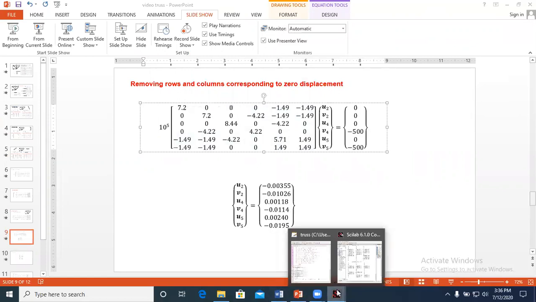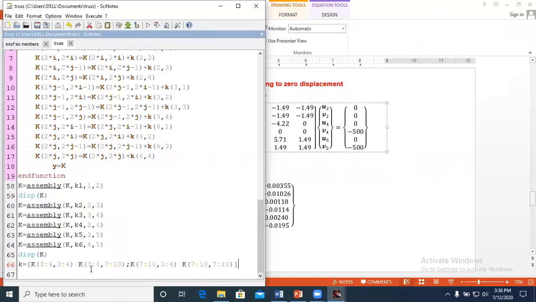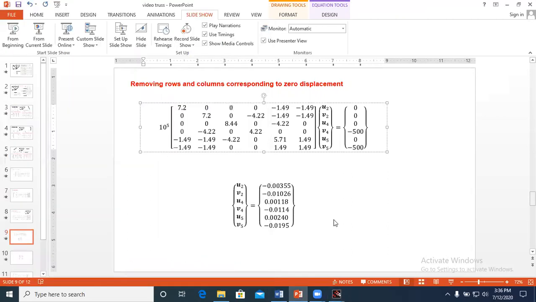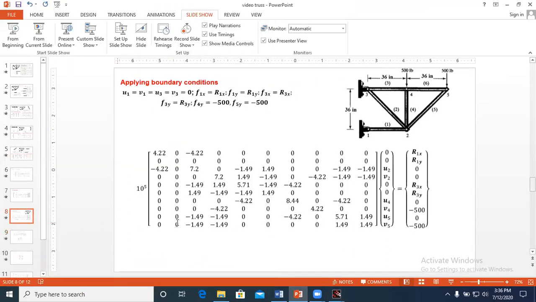Okay, after that K3 to 4, that means third row and fourth row, and elements on third row and fourth row from 7th column to 10th column. 7th column to 10th column. Now we will go back here. Your third row is here. This is third row.